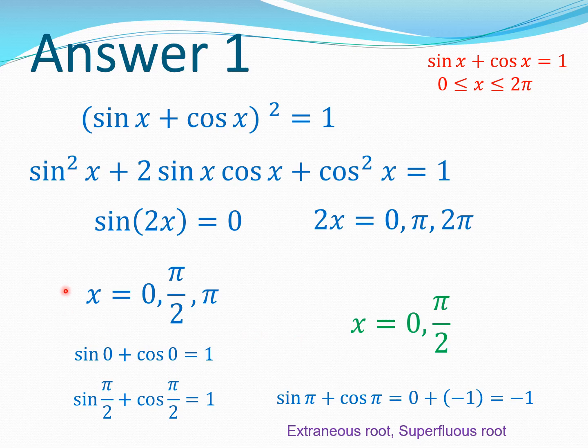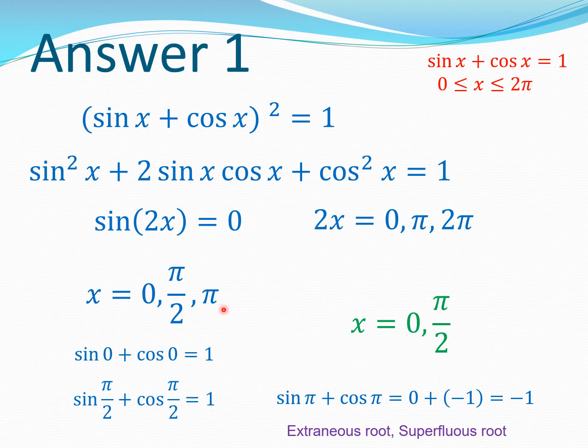Now it's important in any equation solution to actually check whether the solutions you have obtained will satisfy the equation. So let's do that. Let us plug these three values in the equation here. So I start with 0. So let's put sin 0 plus cos 0. That of course is 1 because sin 0 is 0 and cos 0 is 1. Let's put pi by 2. So sin pi by 2 plus cos pi by 2 is 1 because sin pi by 2 is 1 and cos pi by 2 is 0.